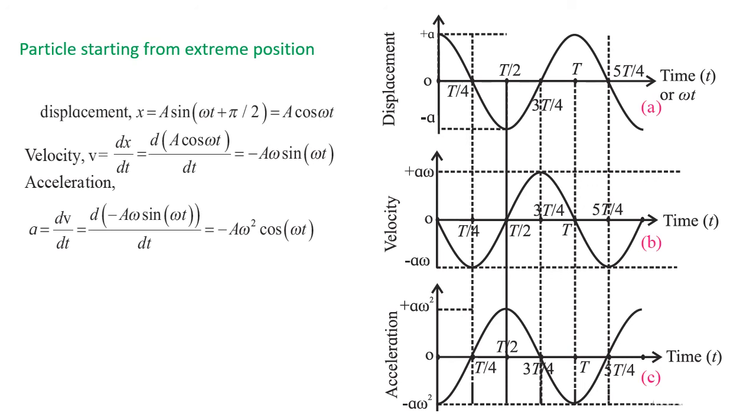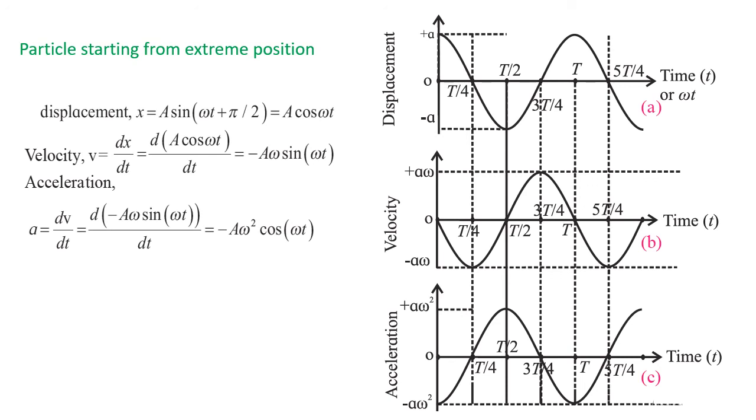Okay, so what conclusions can we have from this particular graph? Again, the conclusions are the same: the displacement time curve, velocity time curve and acceleration time curve are periodic functions of time. And here also you can check that the phase difference between the displacement and velocity curves is pi by 2 radians. So this is how the graphical presentation for particles starting from mean and extreme position can be plotted and studied graphically.